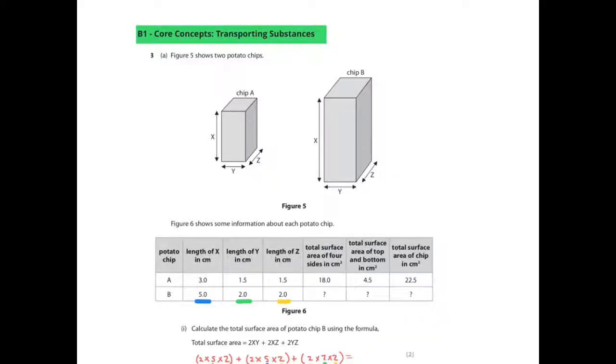This question is about the osmosis required practical. So we've got two chips here. Figure 5 shows two potato chips and they've given you 3 dimensions of the chip, X, Y and Z. And figure 6 shows some information about each potato chip. So they've got length of X, length of Y in centimeters, length of Z, and then total surface area of 4 sides and total surface area of bottom and total surface area of chip in centimeters squared.